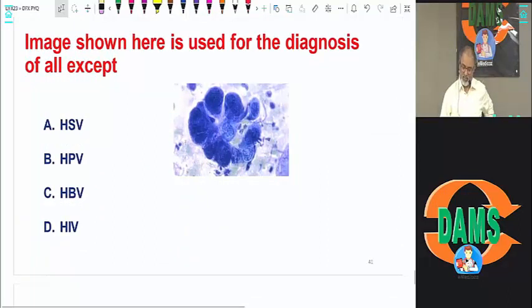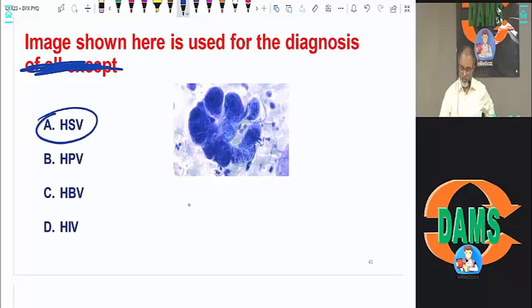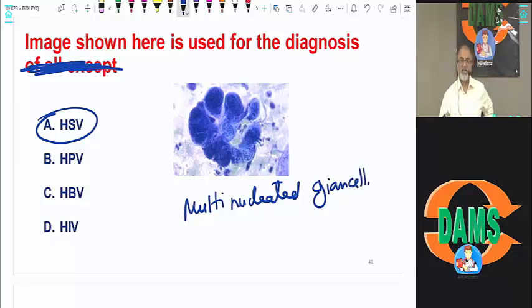Image shown here is used for diagnosis of all except. Okay. No, all image, this question is wrong. Image shown here is used to diagnose herpes simplex virus. This is called multinucleated giant cells. Question is wrong. Please adjust. Multinucleated giant cells are seen in herpes virus. What is the name of the smear? Tzanck smear. The name of the smear is called Tzanck smear.